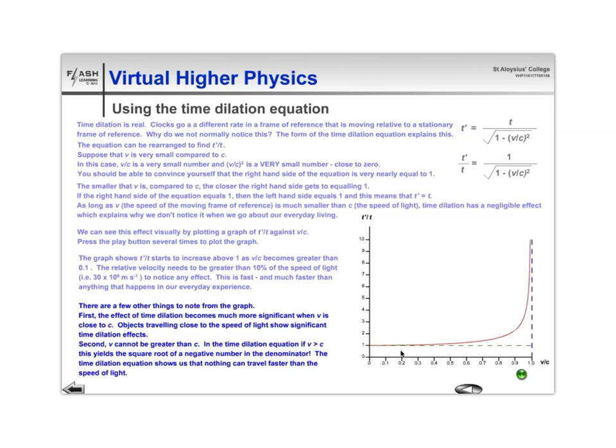v cannot be greater than c, because if we look at this equation as well, you would get the square root of a negative number on the bottom line, the denominator as well. So time dilation shows us that nothing can travel faster than the speed of light. It can't travel at the speed of light as well, because then you'd be dividing by 0. It's an undefined number as well.